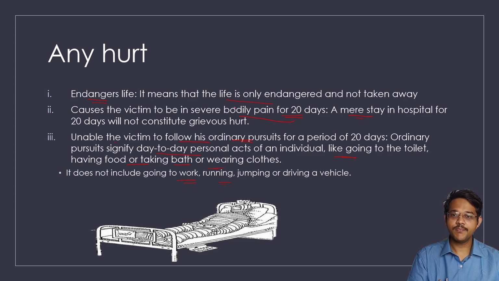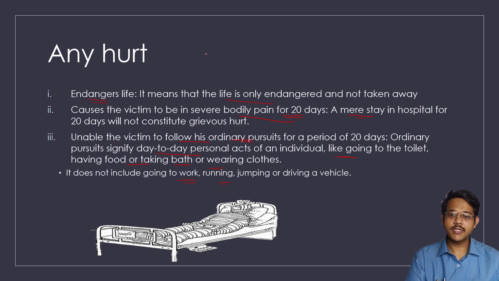To summarize, there is emasculation, permanent privation of either eye, permanent privation of either ear, privation of any member or joint. Then there is destruction of any member or joint. Then there is fracture or dislocation, disfiguration of the face, and lastly any hurt which endangers life or causes the victim to be in severe bodily pain where the person is unable to perform ordinary pursuits. This all comes under grievous hurt.